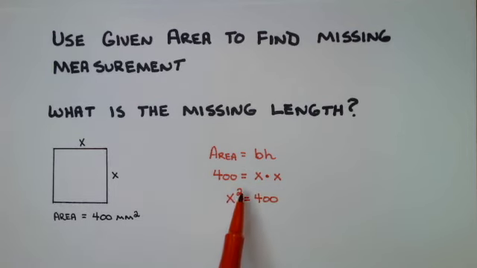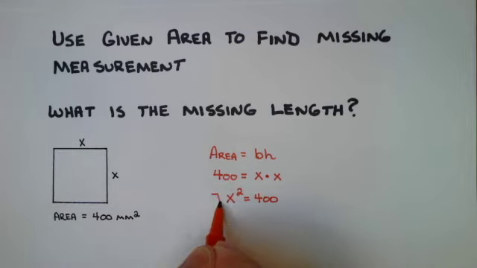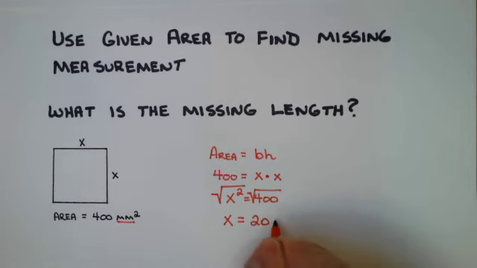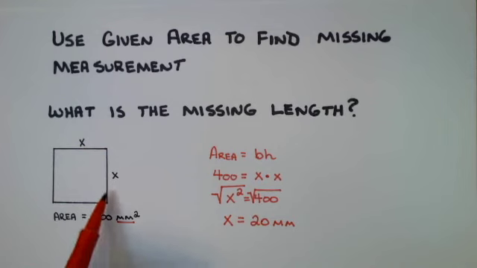To solve this equation, I need to do the opposite of squaring something. The opposite of squaring something is taking the square root. I'm going to take the square root of both sides. Once I take the square root of something that's squared, they cancel each other out. I'm left with x. The square root of 400, what two numbers are the same that multiply together to give me 400? 20. I need to make sure I put units. I'm dealing with millimeters, so it's 20 millimeters. Each side on this square is 20 millimeters.